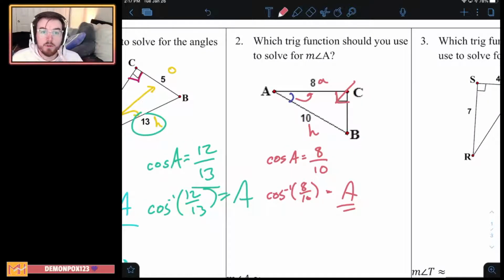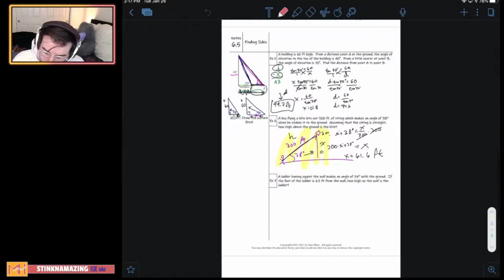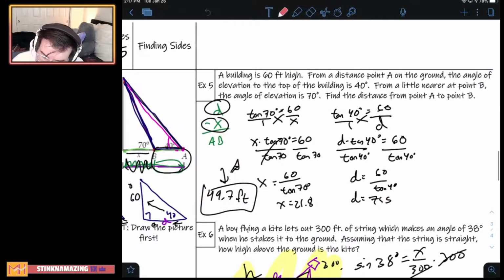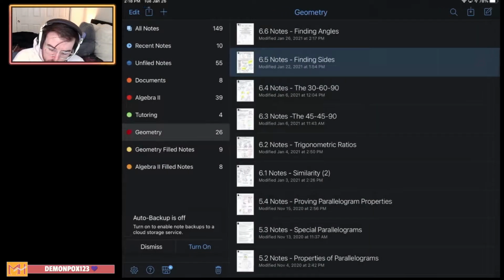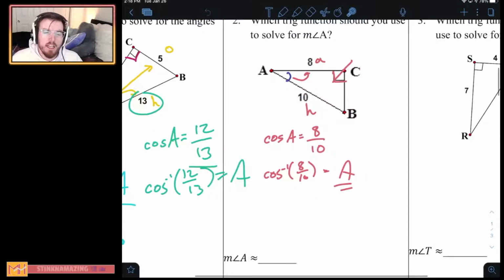Again, inverse is reverse, okay? So in our previous lesson, if I were to go back to those notes, we knew the angle and we were solving for a side. We're going the opposite direction. We know the sides and we want to know the angle, which is why we have to use the inverse trig function, because it goes in reverse.